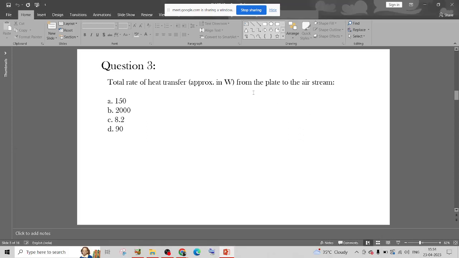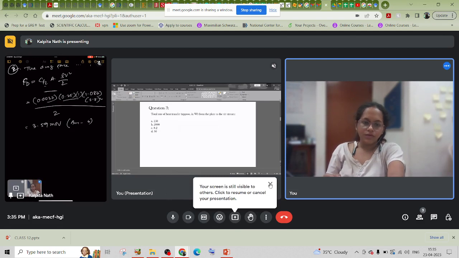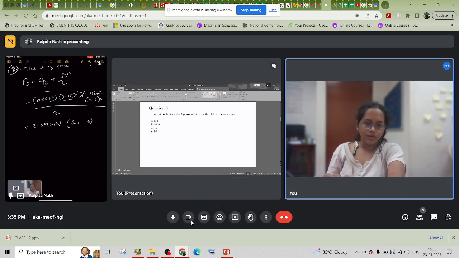The total rate of heat transfer, approximately, from the plate to the airstream. We have to find out now the total rate of heat transfer. I'll give you again 2 minutes for solving this, and then we'll proceed with the solution itself.